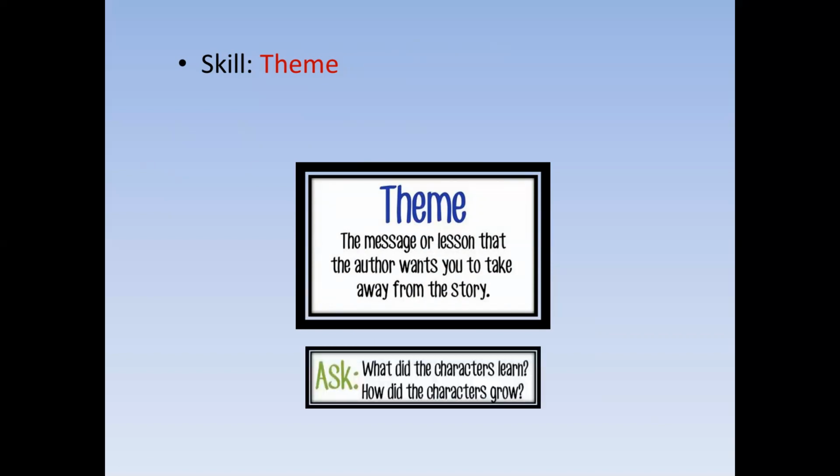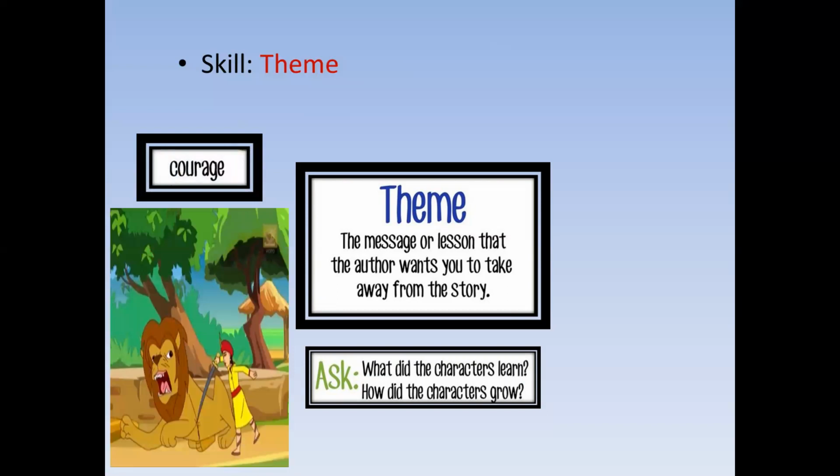Also, you can ask yourself, what did the characters learn? Also, how did the characters grow? So I told you that the theme is the message or lesson that the author wants you to take away from the story. Now, let's see some examples of theme.